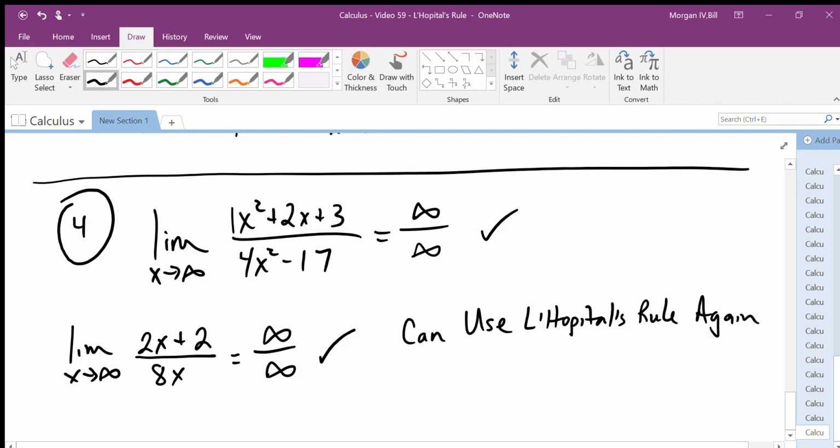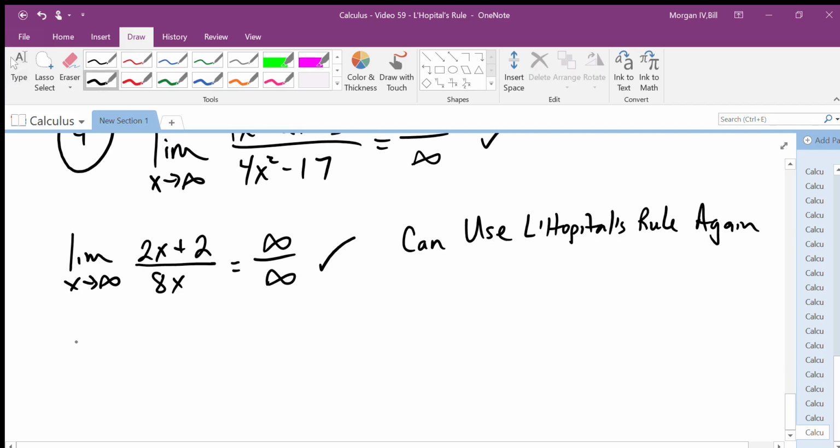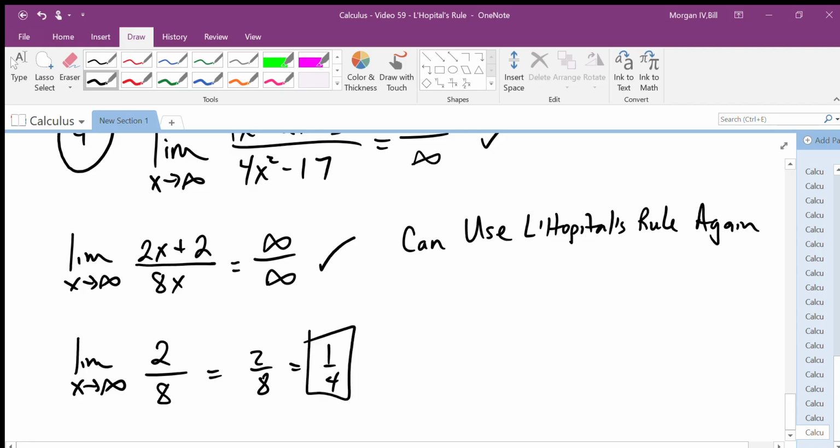All right, so let's do it a second time. This is now equal to the limit as x goes to infinity. Take the derivative again, and you get 2 over the derivative of 8x, which is 8. And now letting x go to infinity, well, there are no x's, so we just get 2 over 8, which simplifies into 1/4, which is the answer we got with the leading coefficients of the x squared over x squared term.